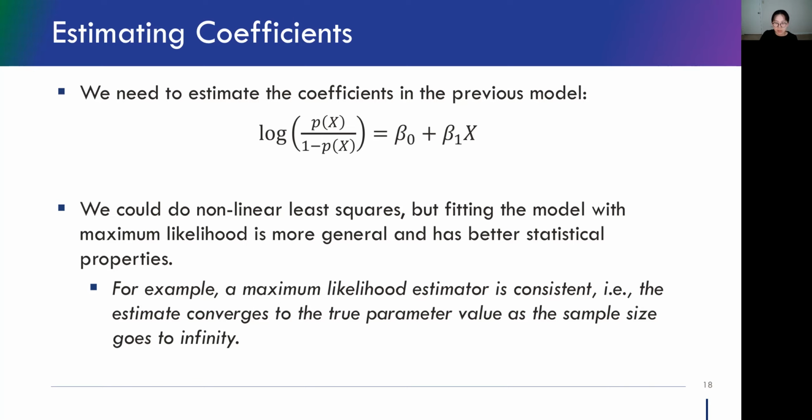For example, a maximum likelihood estimator is consistent, and consistent is defined as the estimate would converge to the true parameter as the sample size goes to infinity. So we'll generally just use maximum likelihood to do the estimation.